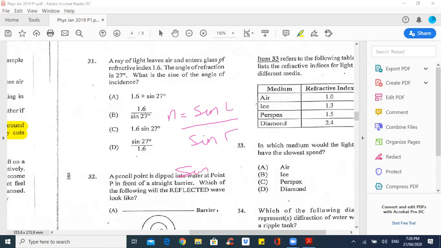So sine I is equal to N multiplied by sine R. N was 1.6 multiplied by sine R. Sine R was sine 27. So 1.6 multiplied by sine 27. So that's C, your answer. So the answer is C for that. Good.